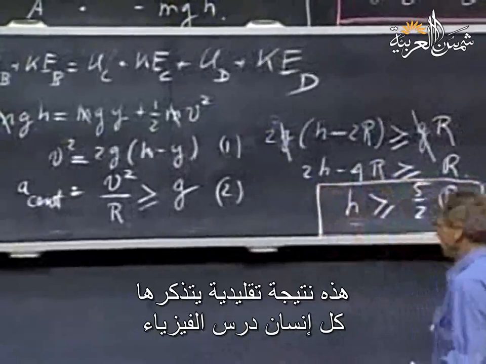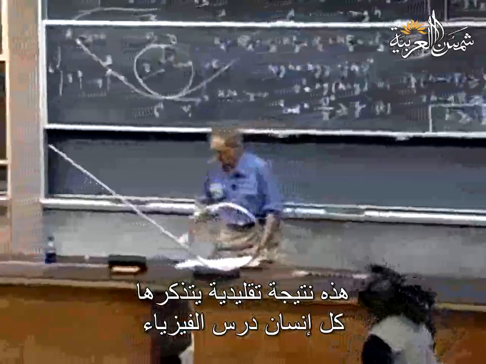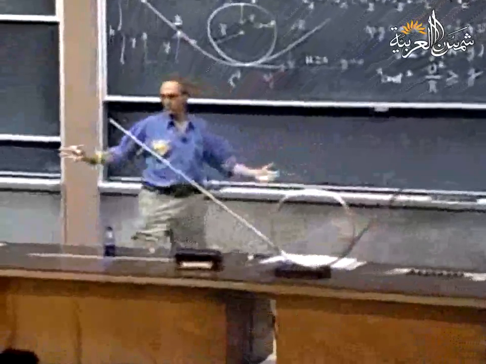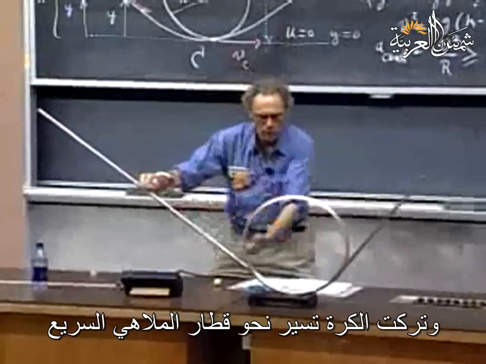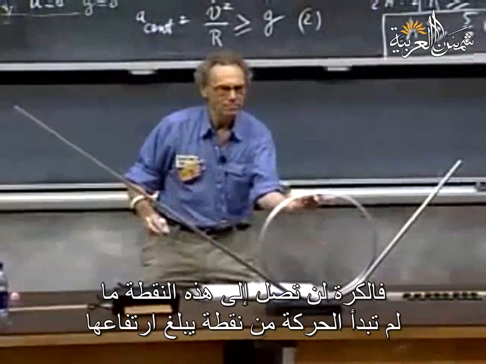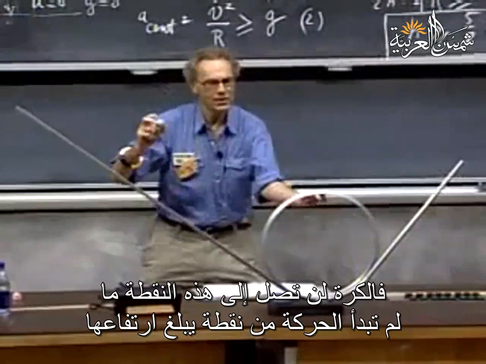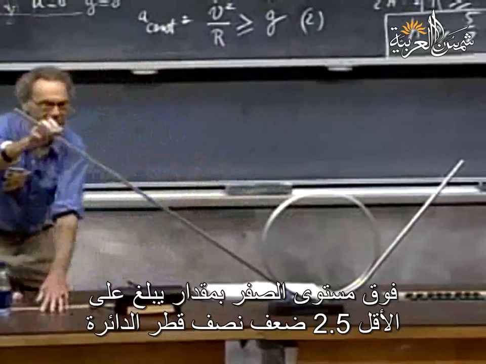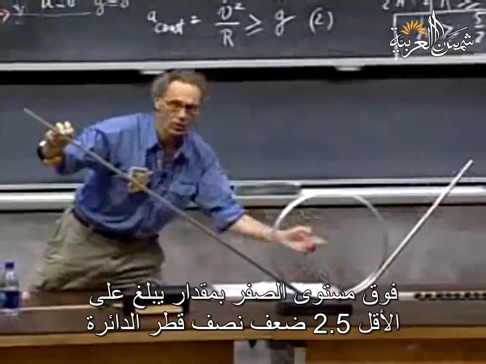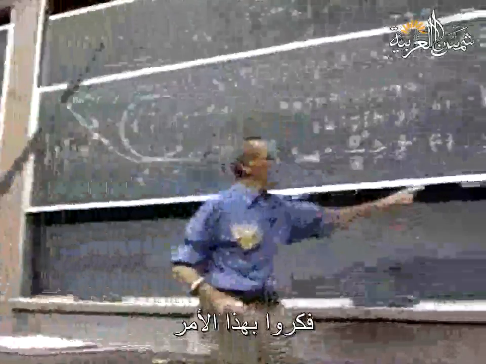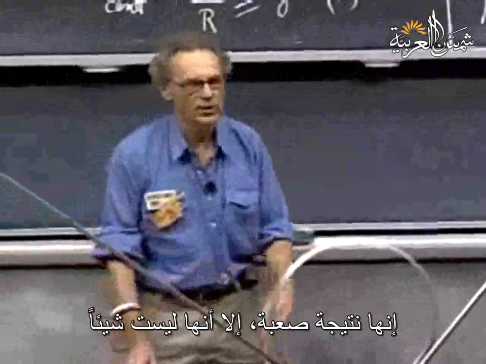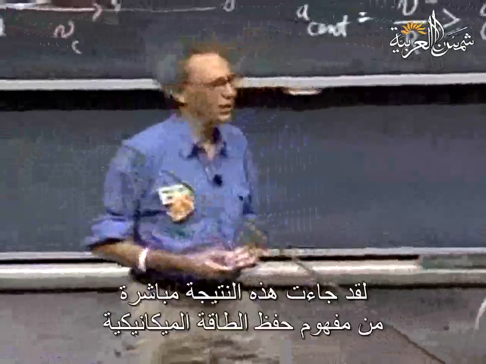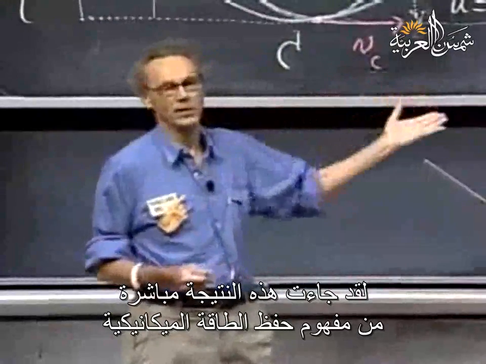This is a classic result that almost every person who has taken physics will remember. It is by no means intuitive. It means that if I have a ball here, and I will show you that shortly, and I let the ball go into this roller coaster, it will not make this point unless I release it from a point that is at least 2.5 times the radius of this circle above the 0 level. If I do it any lower, it will not make it. So think about this. That is something that you could not have just easily predicted. It's a very strong result, but it is not something that you say intuitively, oh yes, of course. It follows immediately from the conservation of mechanical energy.